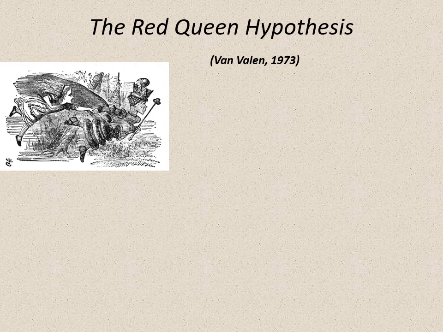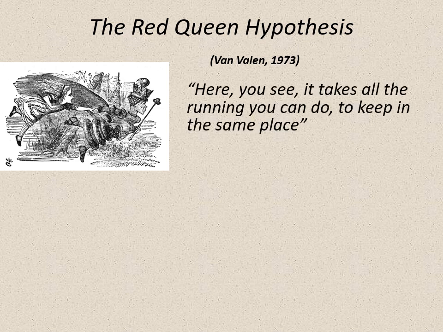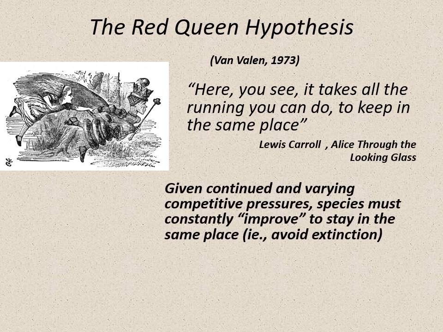Now, Van Valen in 1973 promoted what he called the Red Queen hypothesis, which is named after a quote in Lewis Carroll's book Alice in Wonderland. Here you see it takes all the running you can do to keep in the same place. So that is the Red Queen, it's Through the Looking-Glass, excuse me. What this essentially means is that organisms and their populations have to constantly keep changing to keep up with the constantly changing environments. So given continued and varying competitive pressures, species must constantly improve to stay in the same place, i.e. avoid extinction. Okay.